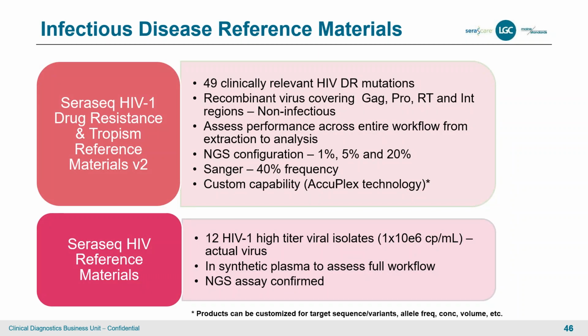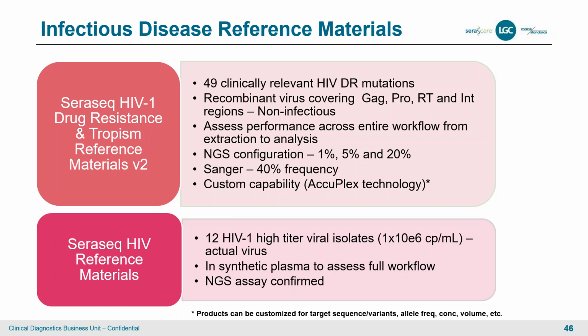And importantly, obviously, HIV is a big issue that we've been facing for the last 40 years. So we have our HIV-1 drug resistance products that have 49 clinically relevant mutations. So just about all the variants you can think of, right, for which there's drug cocktails available. These are non-infectious, in a recombinant virus, but blended in a 1%, 5%, 20% frequency, right? And these are also available for Sanger as well.